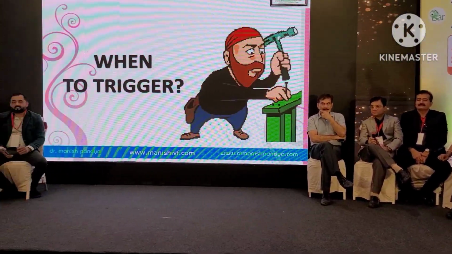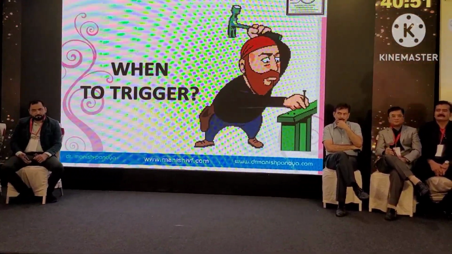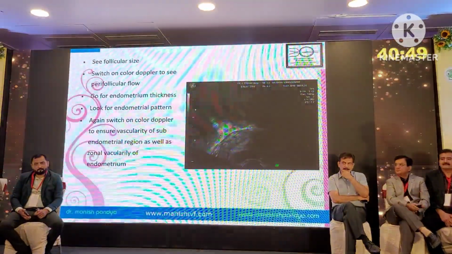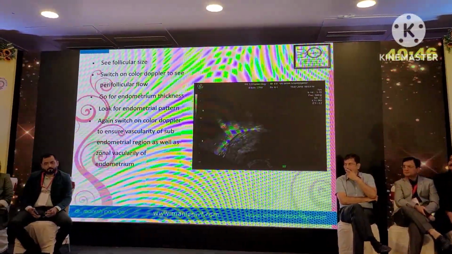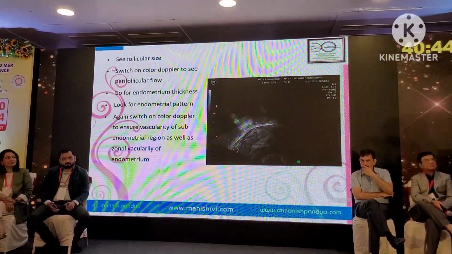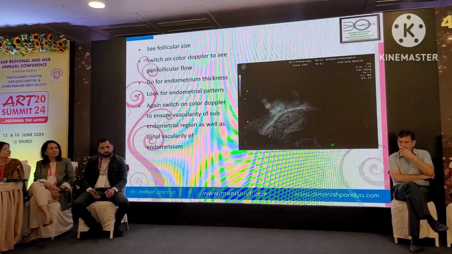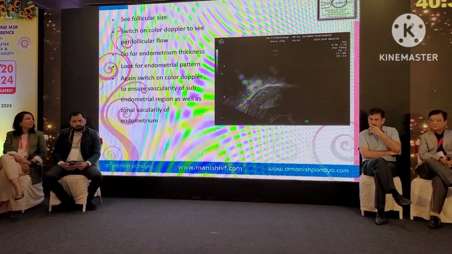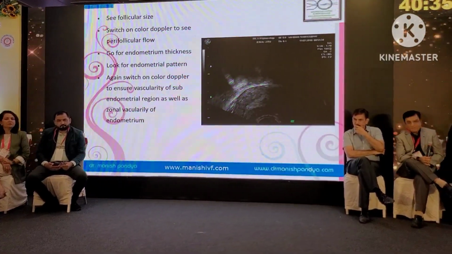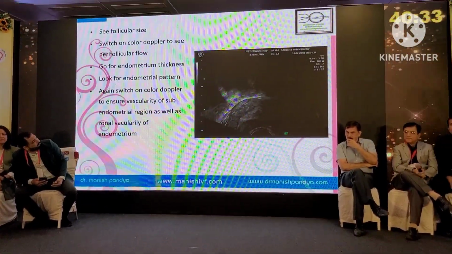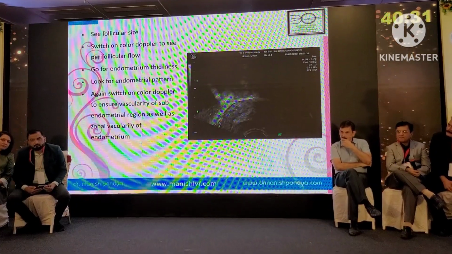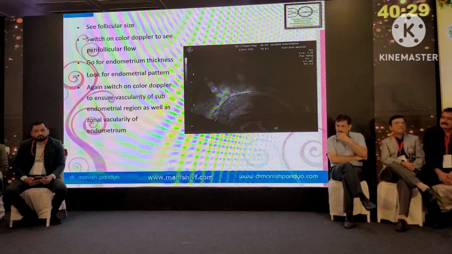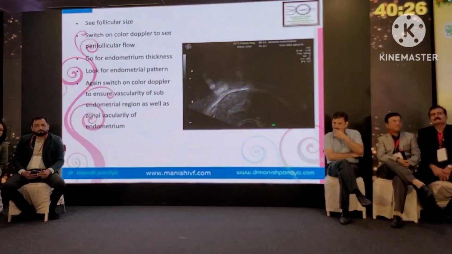Next question. So where will you trigger? At which side? After waiting for one more day, now the scenario changes. Okay, this is the scenario. This is your endometrium. This is your perifollicular flow. So see the size of the follicle, good endometrial thickness. Endometrial thickness is very good, going for the vascularity.